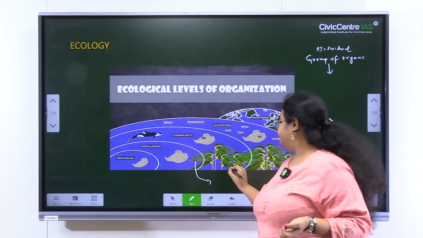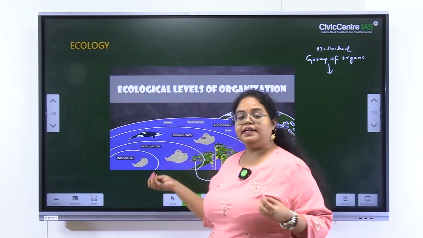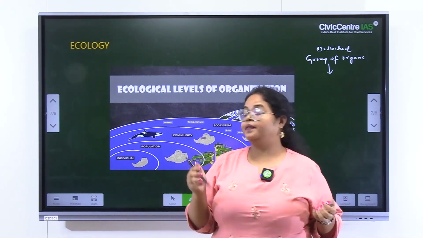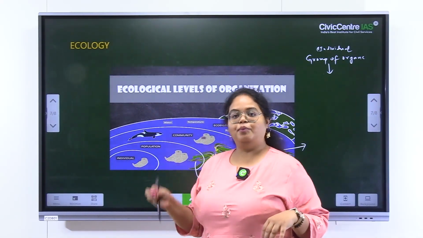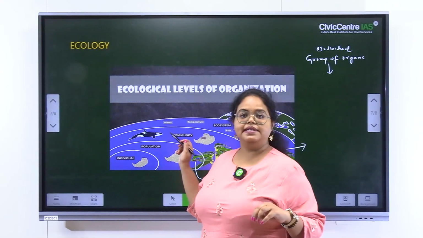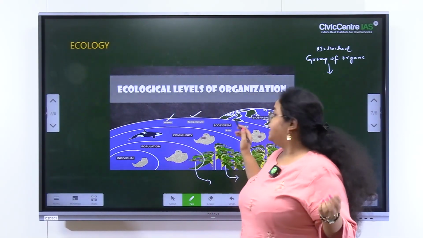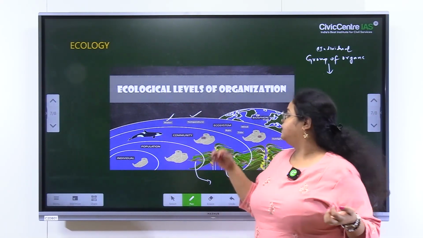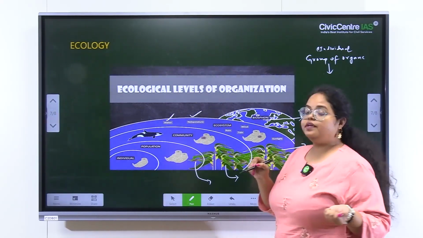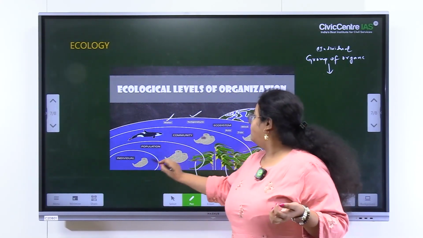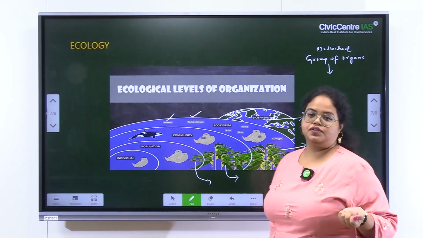But what is a community? A community consists of different species or populations living together in the same habitat. Then we have ecosystem. Ecosystem consists of the organisms that live in the habitat and the biotic and abiotic components like water and temperature, and the interaction of the biotic components with the abiotic components. And then we have biosphere. Biosphere is the total of all this together, that is, the complete life that exists on earth is called biosphere.